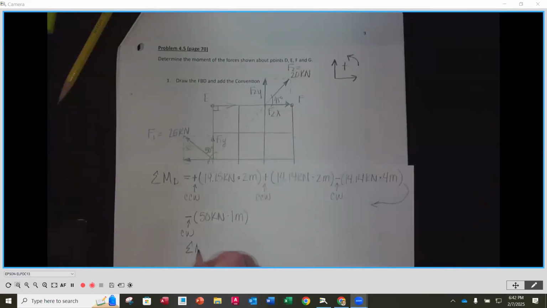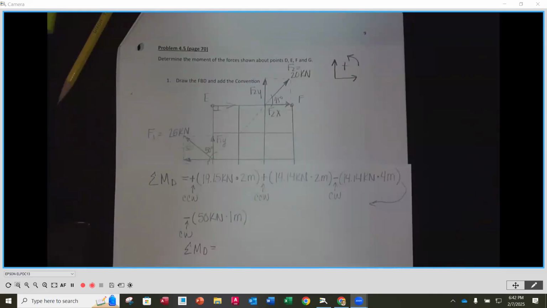So the sum of my moments around D, we're going to multiply, add and subtract, and we're going to get a value. So go ahead and figure out what the total moment around D is going to be.